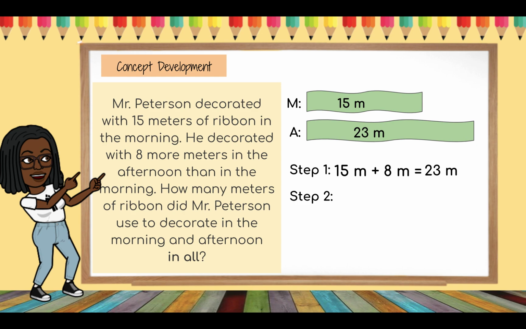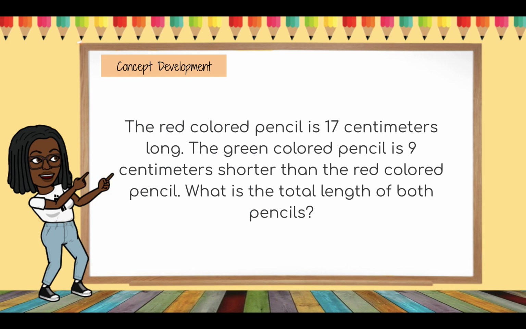All right? So this is how Miss Anissa solved her two-step problem. Let's look at another example. The next one says, the red colored pencil is 17 centimeters long. The green colored pencil is 9 centimeters shorter than the red colored pencil. What is the total length of both pencils?